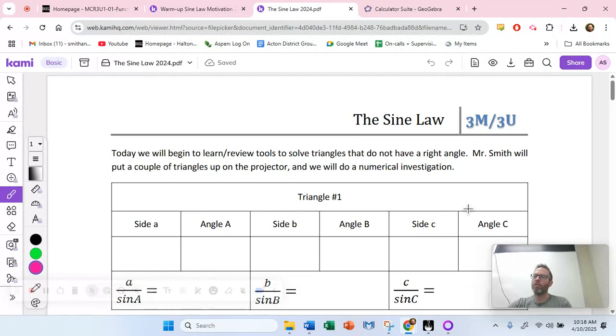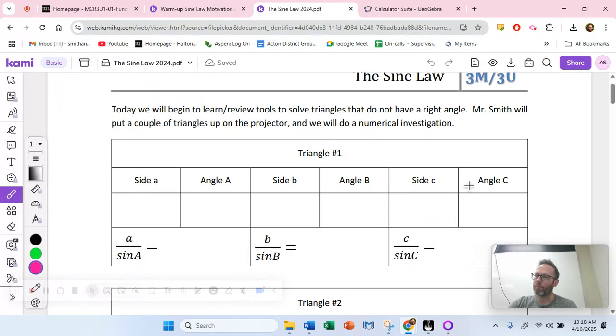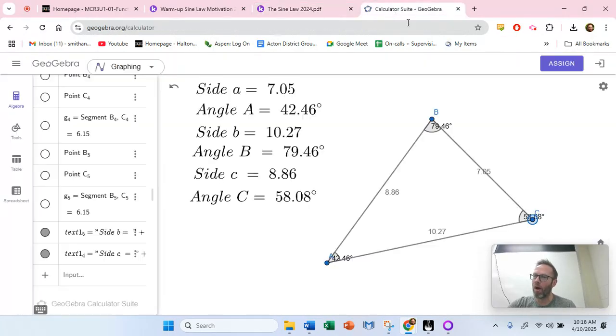All right, we are going to do a little numerical investigation. I have a triangle right here, and note our convention that we talked about for labeling sides and angles. So this is triangle ABC with capital letters. My geometry software tells me the angles, and we're going to keep all the accuracy we can. Angle A is 42.46 degrees. Angle B is 79.46 degrees. Angle C is 58.08 degrees.